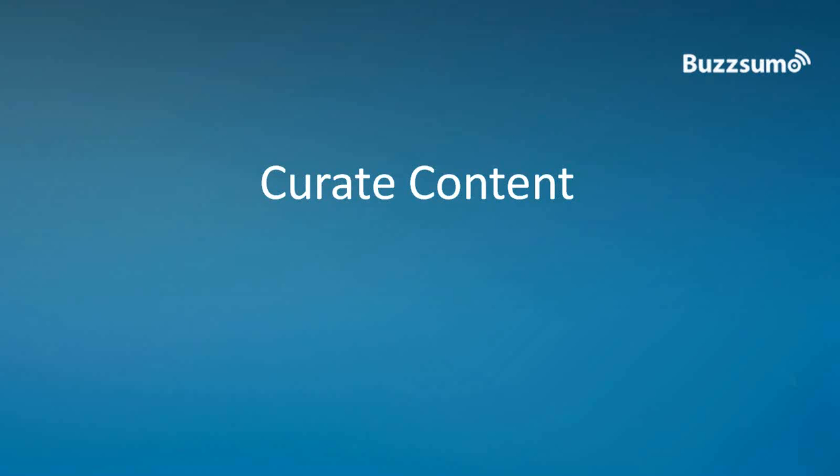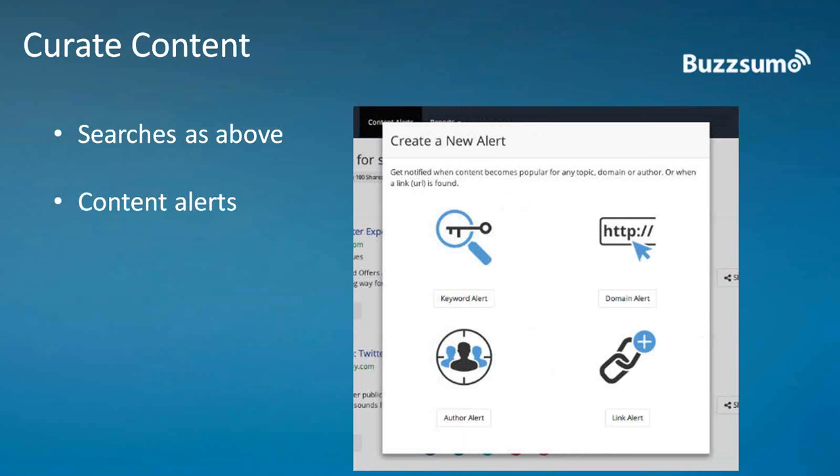The final thing I just want to touch on is curating content. It's great to produce original content. We all know it's incredibly hard work to produce original, helpful, relevant content. And part of your strategy may well be curating content. One of the best ways to curate content in BuzzSumo, in my experience, is to use the content alerts.